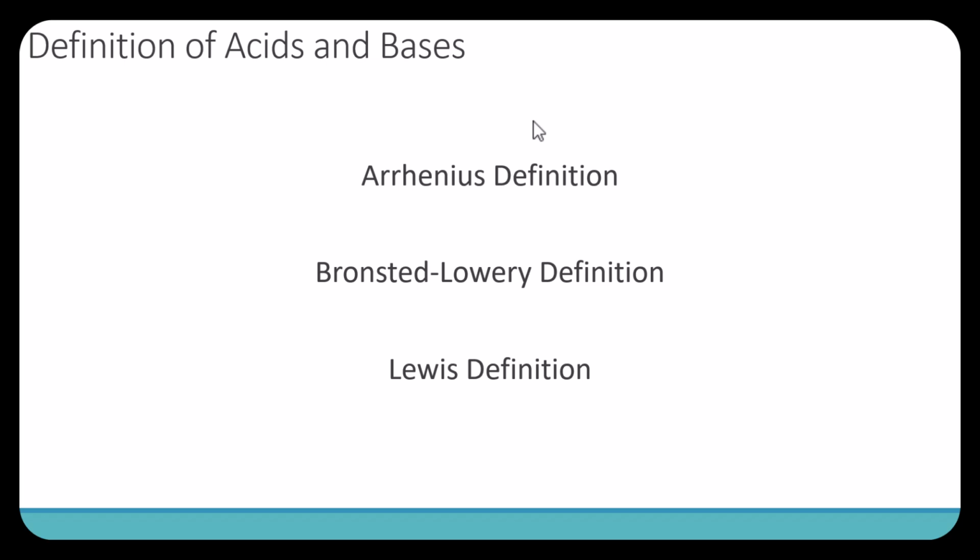And then the last definition is the Lewis definition. This is by far the most expansive. So what it focuses on is transfer of electrons. So everybody has an electron, right? So that's why it is the most inclusive definition. It can track anybody during an acid-base reaction.